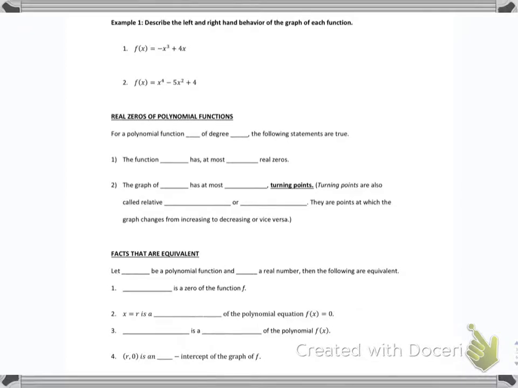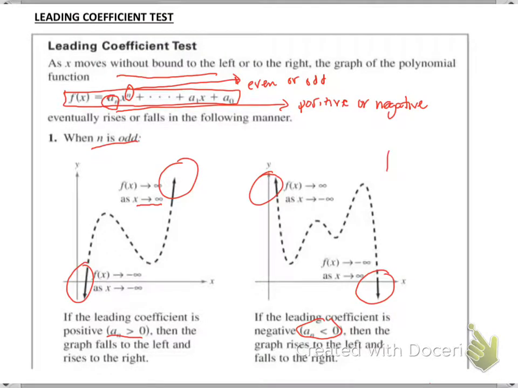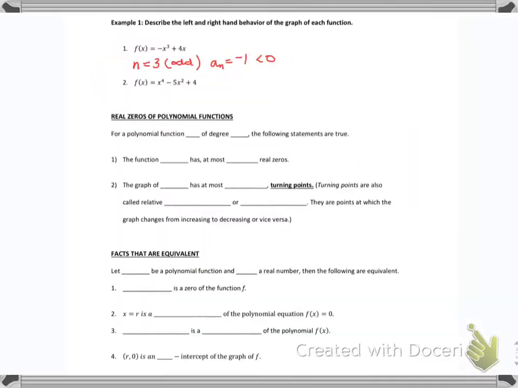Describe the left and right hand behavior of the graph of each function. So again, we're looking at this example 1. What's our n? Our n is 3, so it's odd. And our a sub n is -1, so it's negative. So looking back on that sheet, we have odd and negative. So we have this situation here, right? So that means as x goes to positive infinity, our function goes down, and as x goes to negative infinity, our function goes up. And so that's the answer.